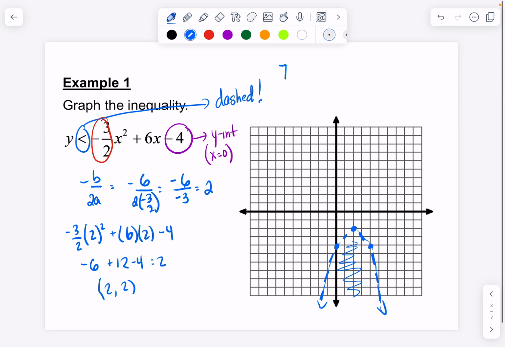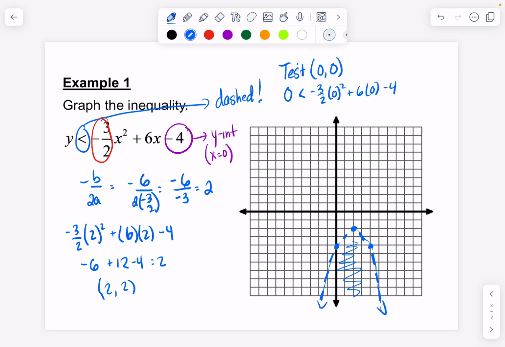Now let's test a point. Test 0, 0. Again, you can test any point as long as it's not on your graph. So I plug in 0 for y and 0 for x. So is 0 less than negative 4? No, that's false. So you're shading, not including that point. That's why you're shading all of this piece.